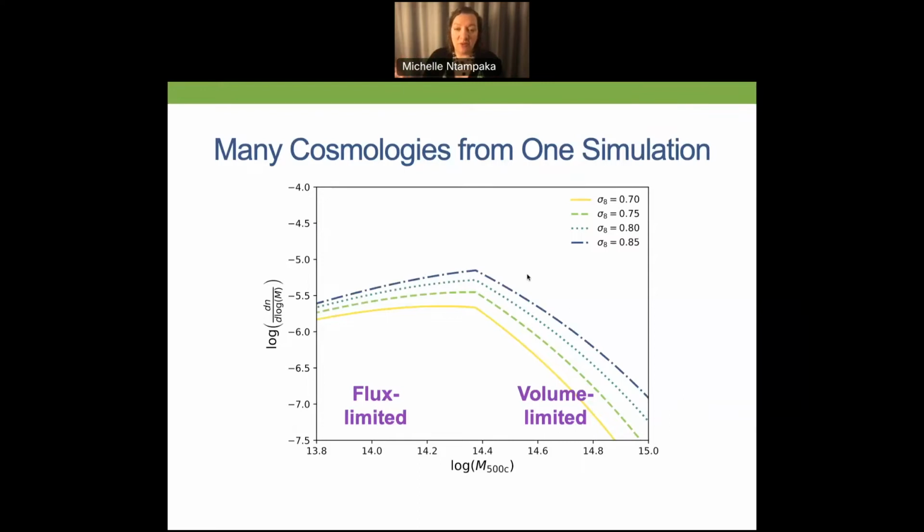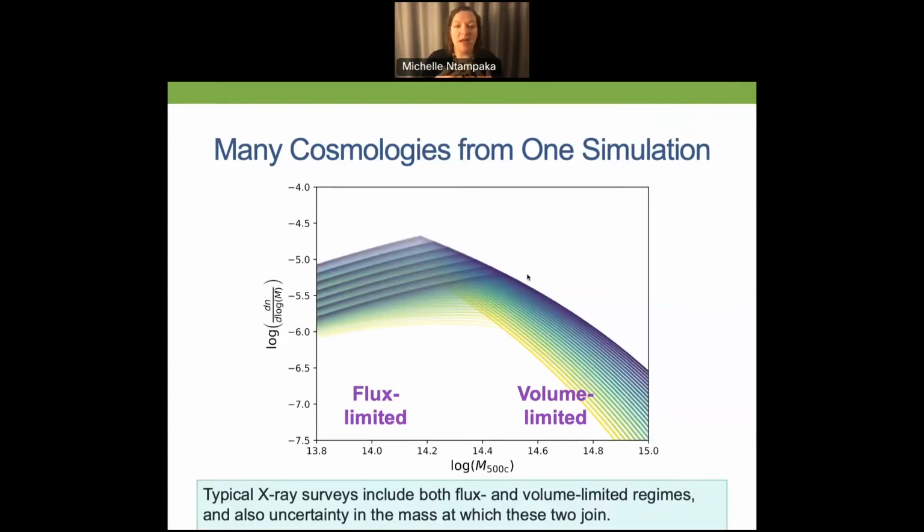You've got a volume limited sample at the high mass end, a flux limited sample at the low mass end, and they stitch together at some point in the middle. There is some uncertainty of where they will stitch together. So you're actually going to end up with a really diverse set of possible halo abundances for these many different sims. It's going to look something like this. So quickly to summarize, a typical X-ray survey will include both flux and volume limited regimes, and also uncertainty in the mass at which these two join.